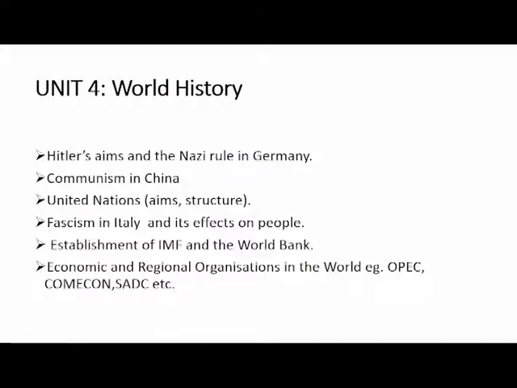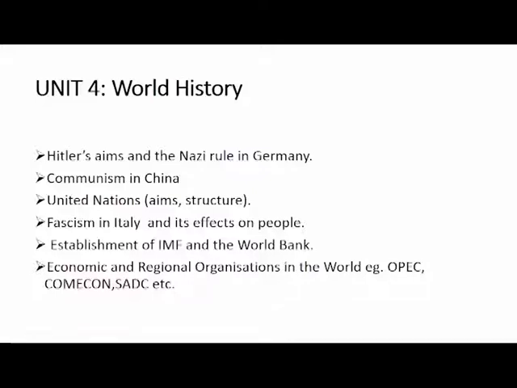So now, you have to put these two together. Whenever we are talking of the Nazi Party, we are talking of Hitler. What were Hitler's aims? If we are asking about Hitler's aims, we are asking about the Nazi aims. And then the effects of Nazi rule, the effects of Hitler's rule in Germany.